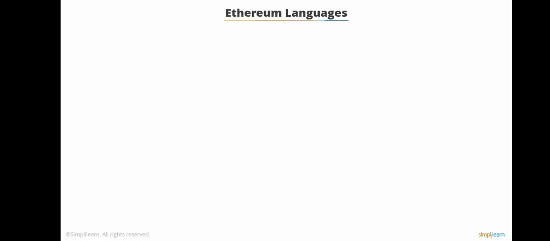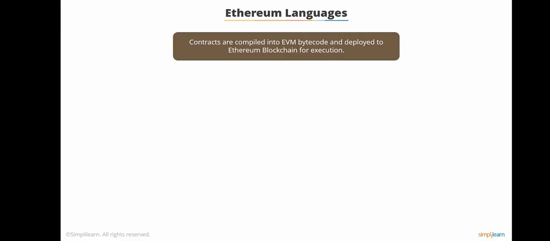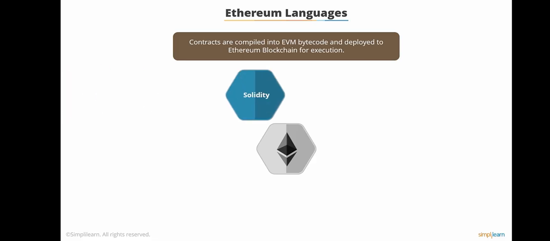Ethereum languages. Every contract written for Ethereum is compiled into the EVM bytecode and deployed to the Ethereum blockchain for execution. Ethereum uses the following languages. The first language is Solidity. Solidity is an object-oriented, high-level language used for implementation of smart contracts on the Ethereum blockchain. Solidity was influenced by Python, C++, and JavaScript. It is designed to target the EVM.